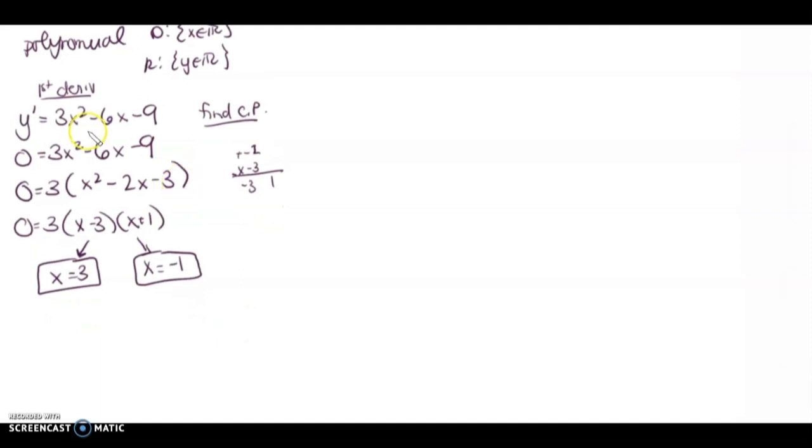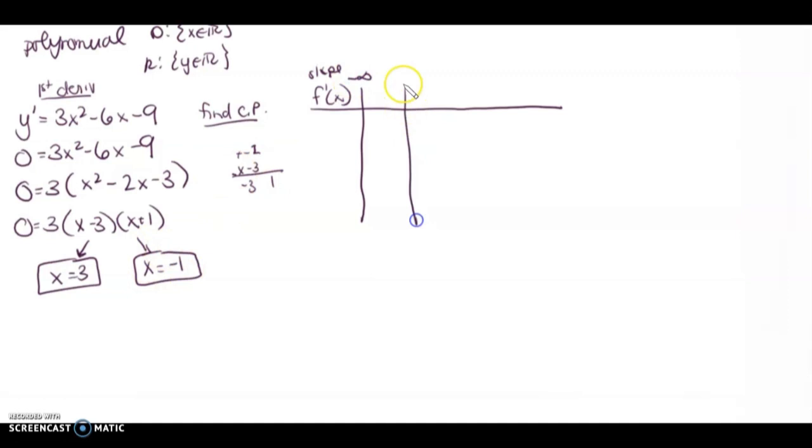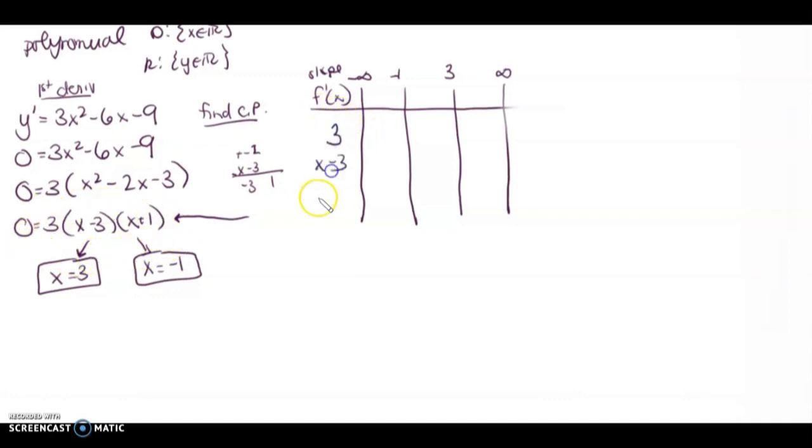Alongside this, I'm going to do a first derivative chart. So we're going to do f prime at x because we're going to take a look at the slope and see what the slope is doing between negative infinity and our first critical point, which is negative 1, negative 1 and our second critical point, which is 3, and then 3 and infinity. We want to know what's going on between those points. Our full derivative function is this right here. We have to make sure that every single component is listed. So we have 3, x minus 3, and x plus 1.